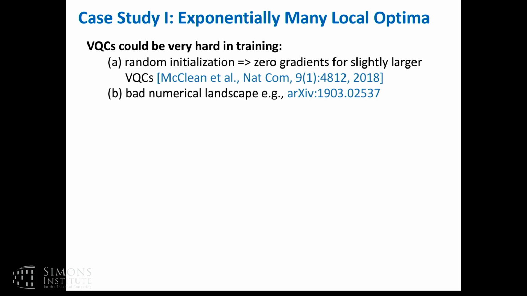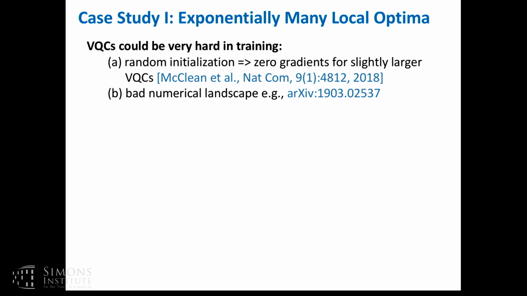There has been a numerical result showing the landscape for certain objective functions. It is very non-convex. There is also another problem we know: if you use a gradient-based approach to train this kind of system with a randomized initialization, then very easily you don't see any gradient. The gradient vanishes to zero. And this actually applies to larger sizes of these circuits.